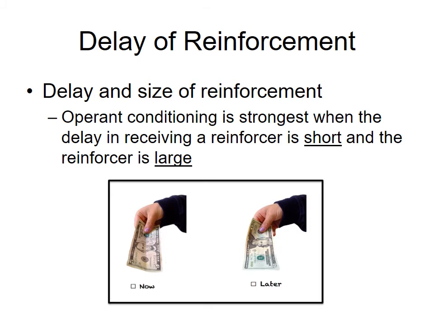When we're talking about reinforcement, there are a couple of things that are important. One, the size and how long you have to wait for it. So, basic rule, in operant conditioning, it's best when the delay is short, so you receive the reinforcement really close to the desired behavior, and the reinforcement is large enough. It has to be large enough for the person to find it desirable.